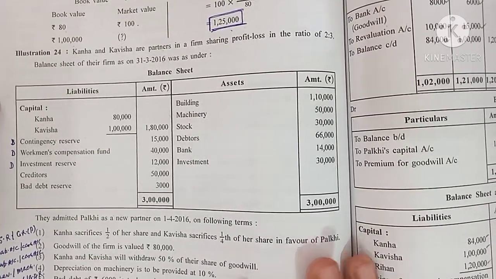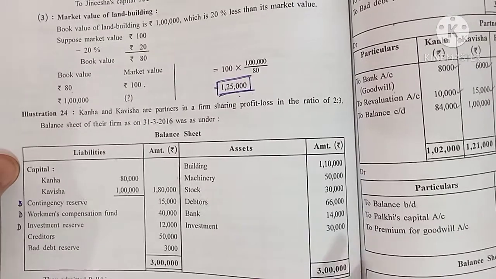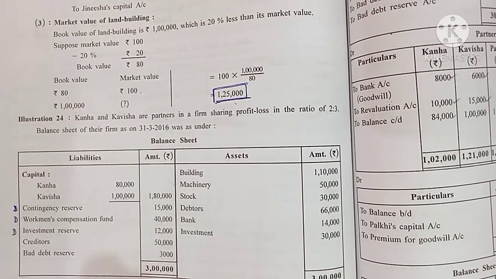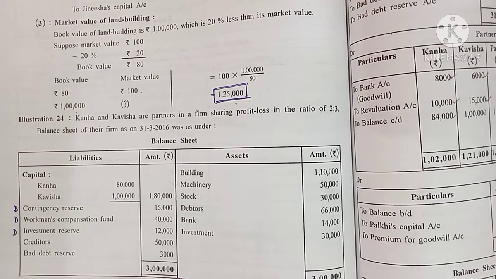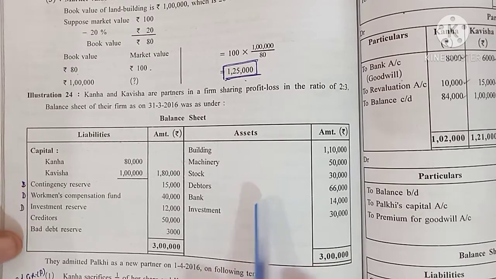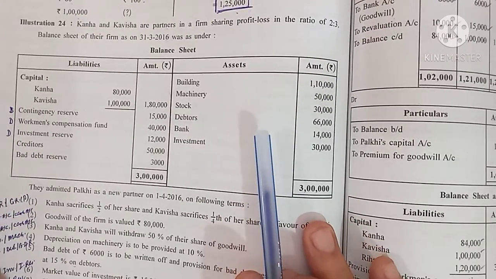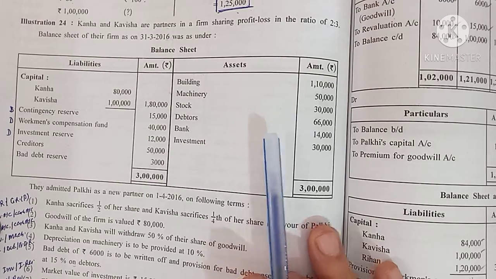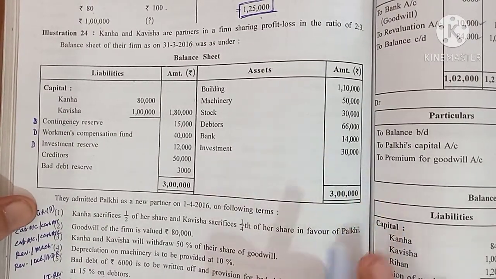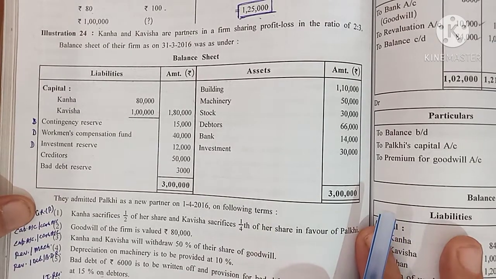Page number 188, illustration number 24. I am reading the question, you follow it. Whenever you read the questions in this chapter, I told you to pay attention to what data is required to solve it. In the balance sheet, whenever you read, note how many D are there, D meaning the distributions, the amount that should be distributed. Whenever you read an adjustment, write beside each adjustment which place it will affect. Then when you start doing the solution, it will help you.